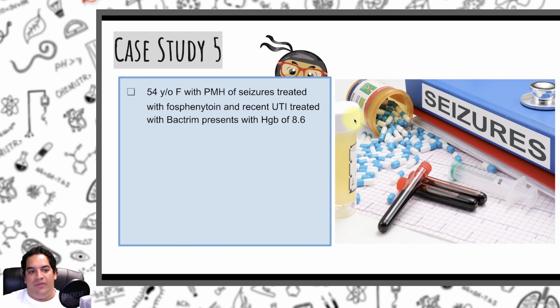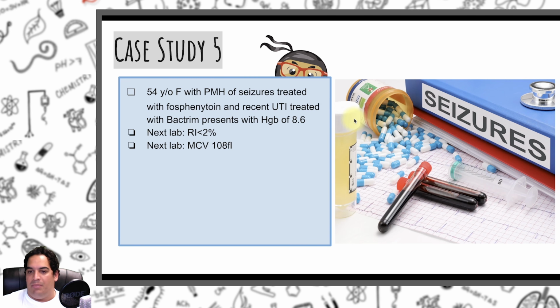We have a 54-year-old female, past medical history of seizures, treated with fosphenytoin, and had a recent UTI. She was treated with Bactrim, which is trimethoprim-sulfamethoxazole, and she comes in with a hemoglobin of 8.6. She's anemic. All right, what do we do? Check the retic. It's less than 2, underproduction. We check the MCV to determine if it's micro, normal, or macro. Oh, that's macro.